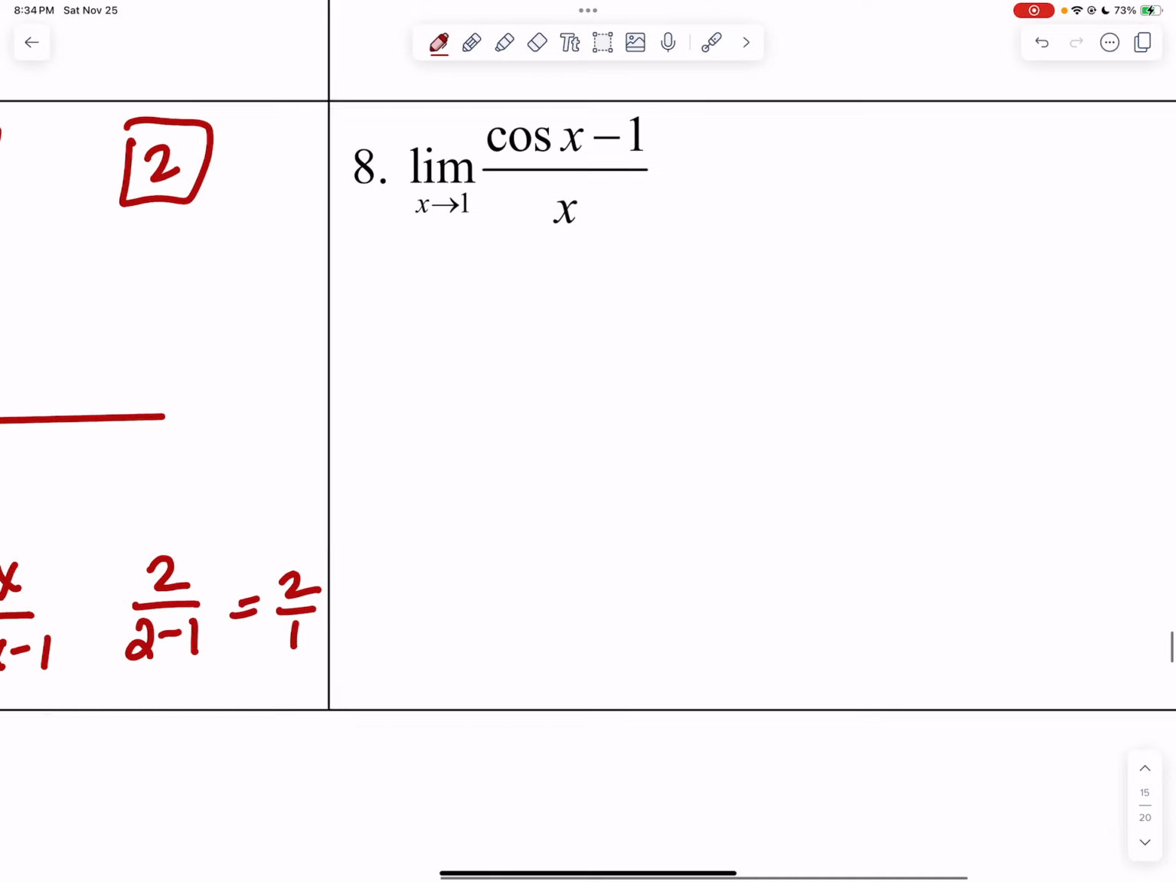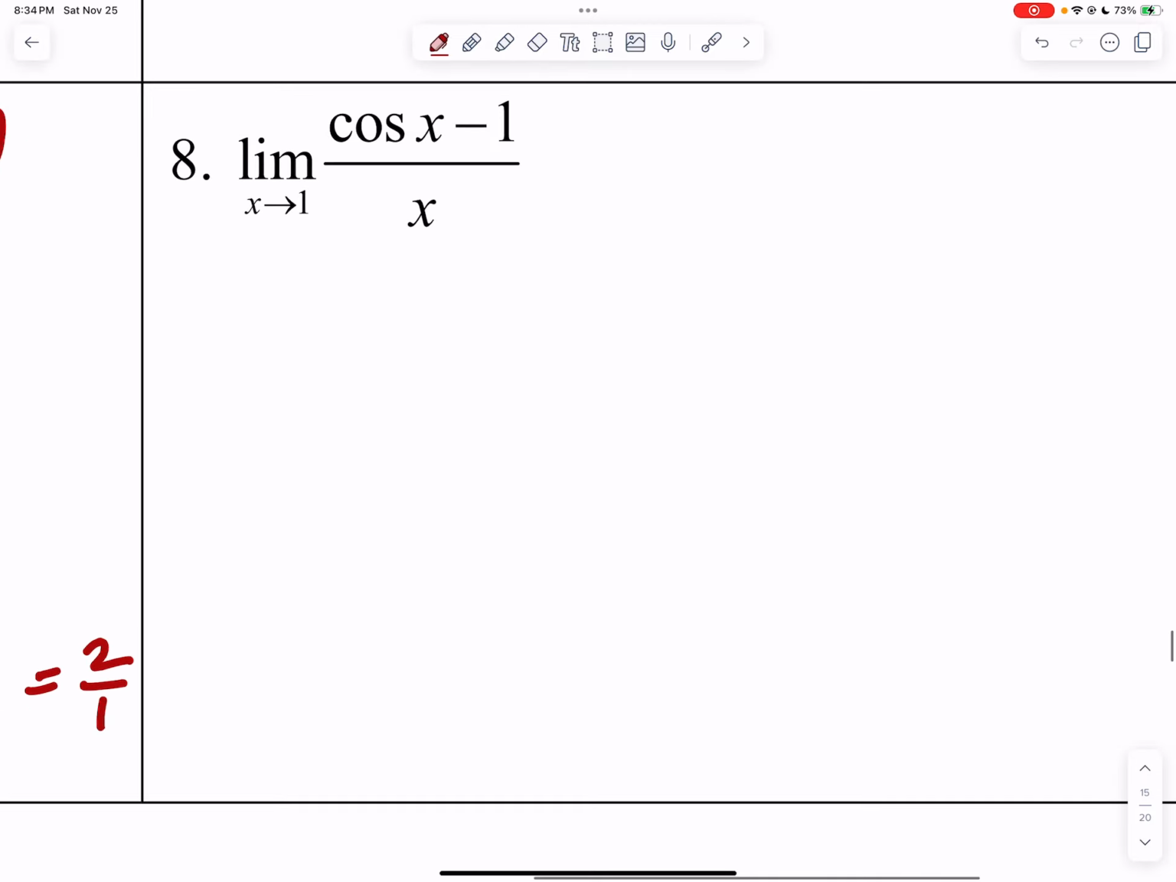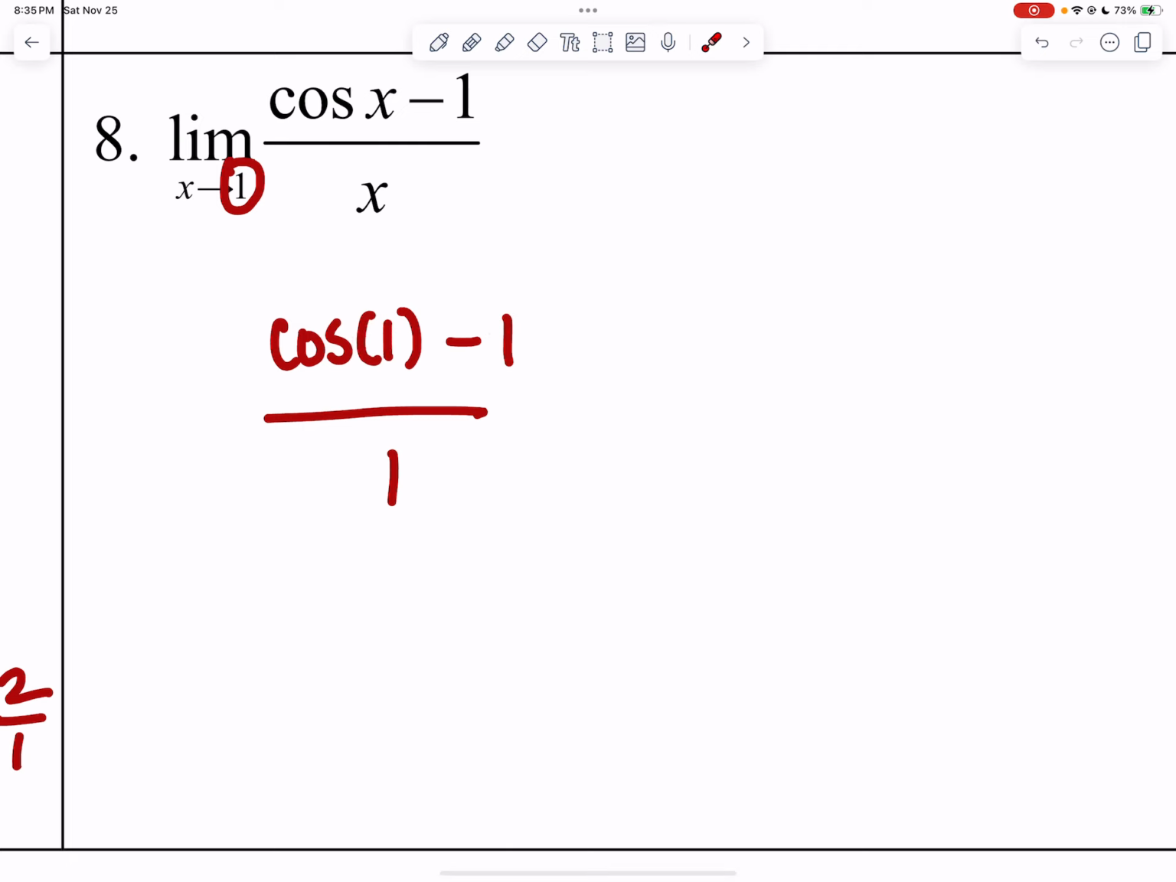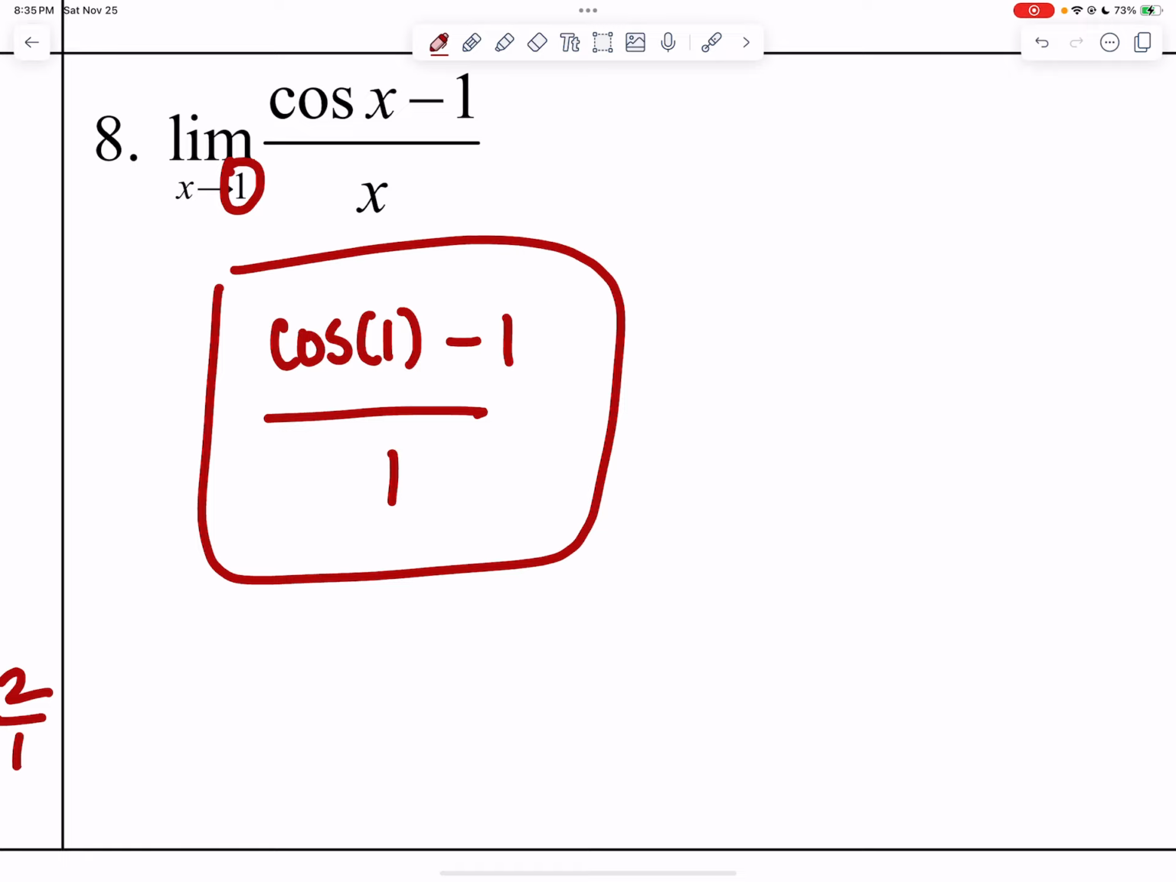Now, pay careful attention to whether you can use L'Hopital's or not. So make sure that you use direct substitution and see if it works or not. This one, number 8, this one's trying to trick you, because guess what? Your x value, you are approaching 1. If you are using direct substitution, that's your answer right there. Nothing too hard about that. I don't know what cosine of 1 is, but we definitely know for sure that it's definitely not 1. So I know that number 8, if I use direct substitution, you're going to get that.